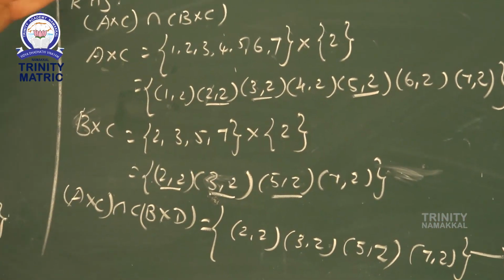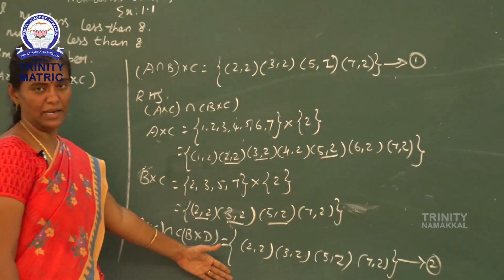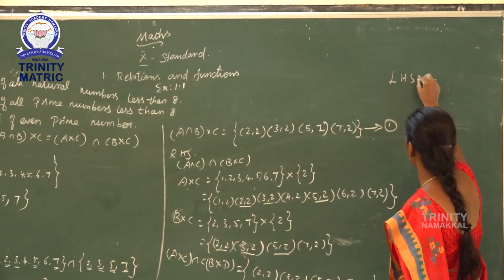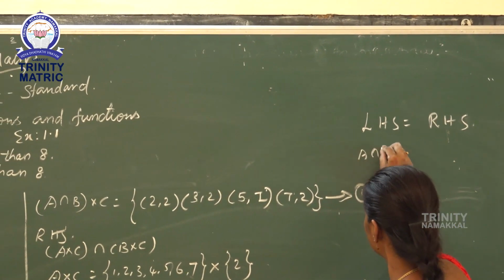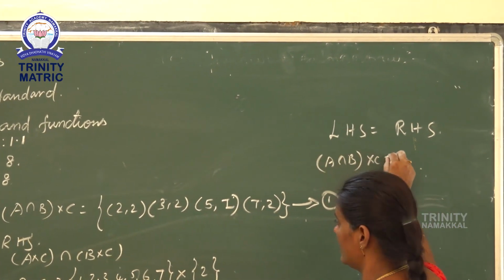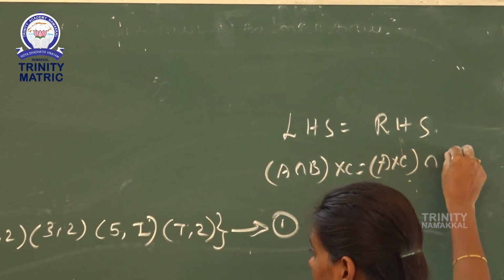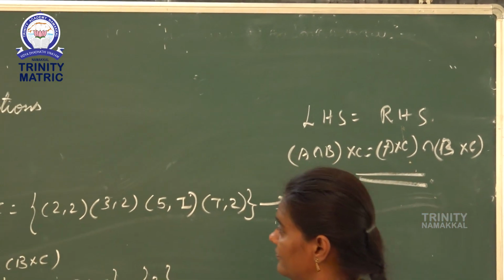See equation number 1 and equation number 2, both have the same elements. So from equations 1 and 2, left hand side is equal to right hand side, that is A intersection B cross C is equal to A cross C intersection B cross C. Hence verified.